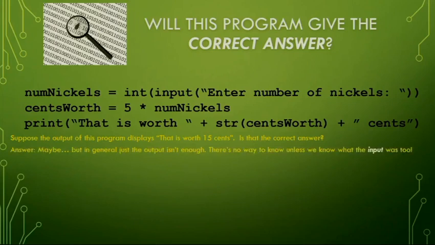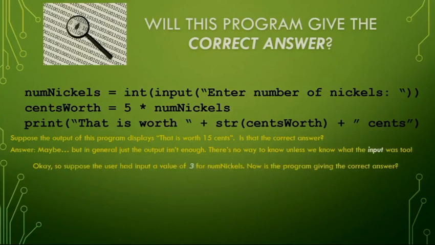So in general, just knowing the output's not enough. We have to know what the input was too. Suppose we know now the input value is 3 for num nickels. Is the program giving us the correct answer? So I put in 3, and out comes 15. Is that actually the correct answer? This one might be a little bit tricky.